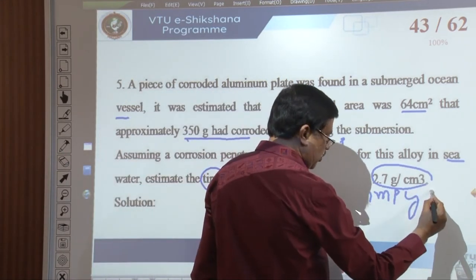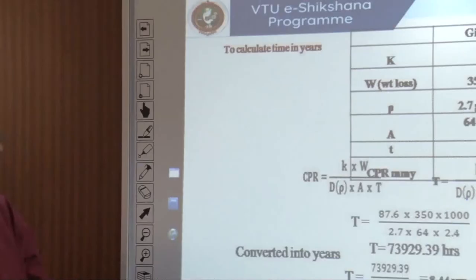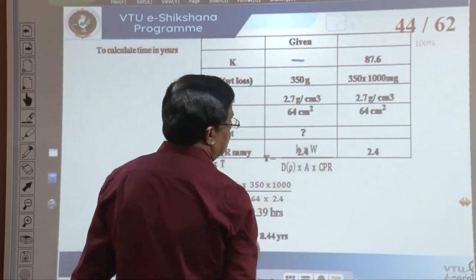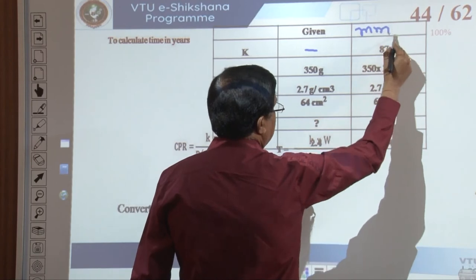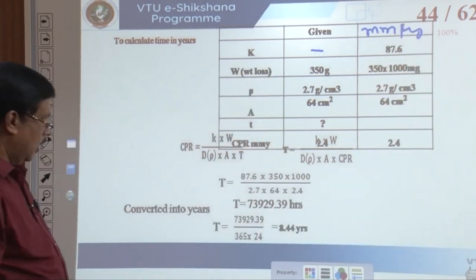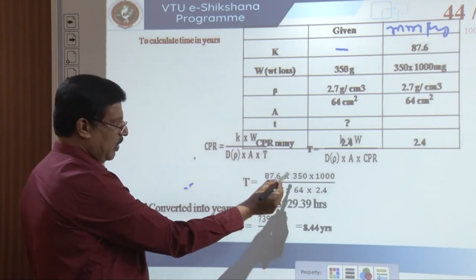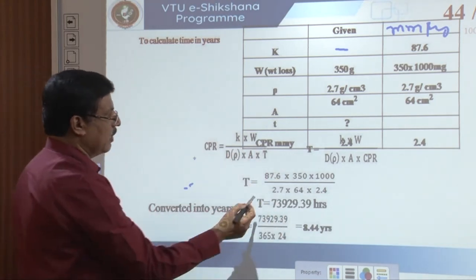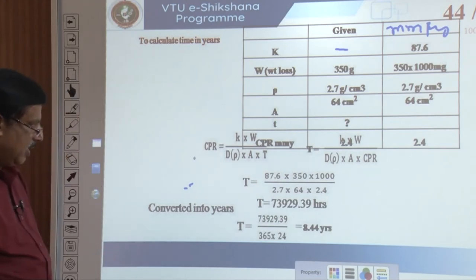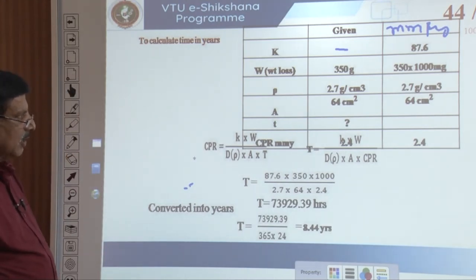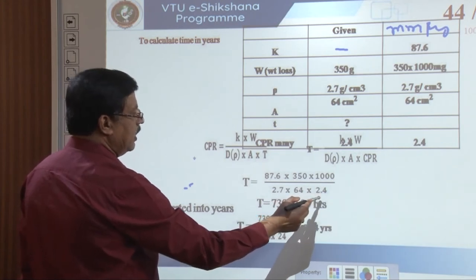I told you somewhere that centimeter cube must be written like this, or we normally write cc only, gram per cc. K is this value, the millimeter per year, whatever the value of the MPPY, like CPR, corrosion penetration rate, equal to K W divided by rho A T. When you substitute the values, 87.6 is a constant, 350 gram converted into milligram, and 2.7 gram per cc is the density of aluminium, and 64 and 2.4.